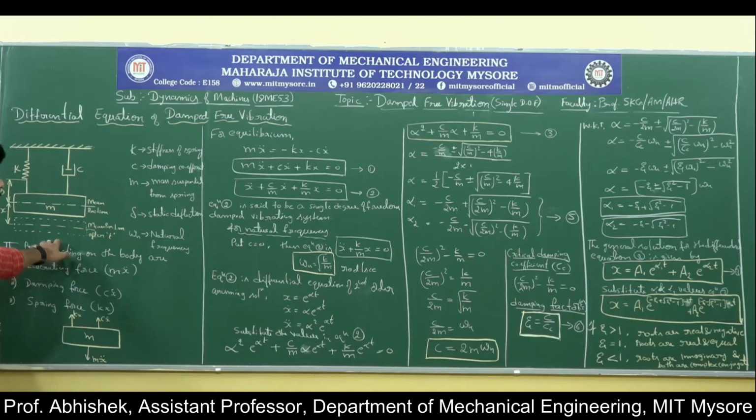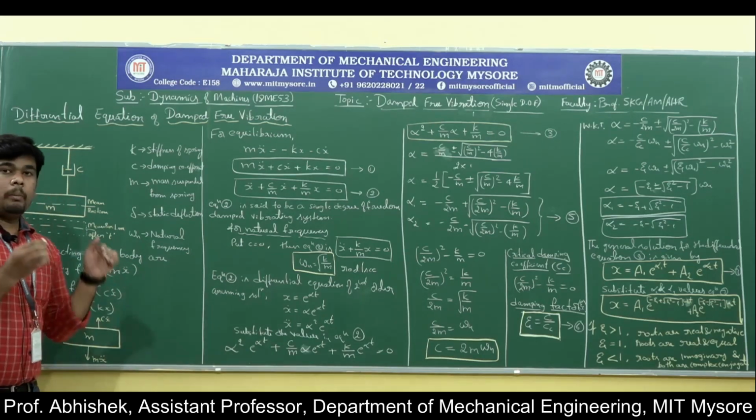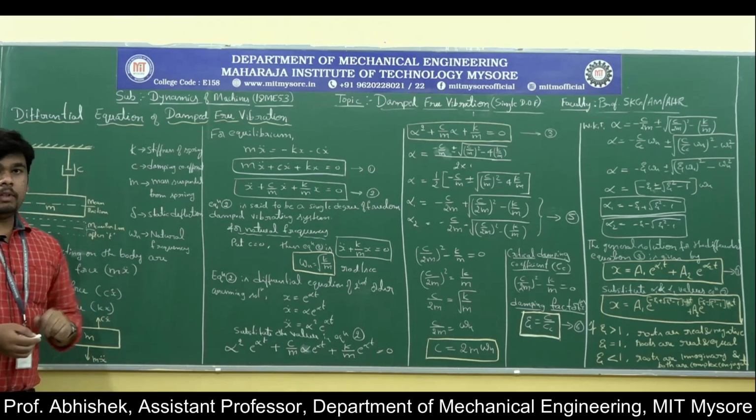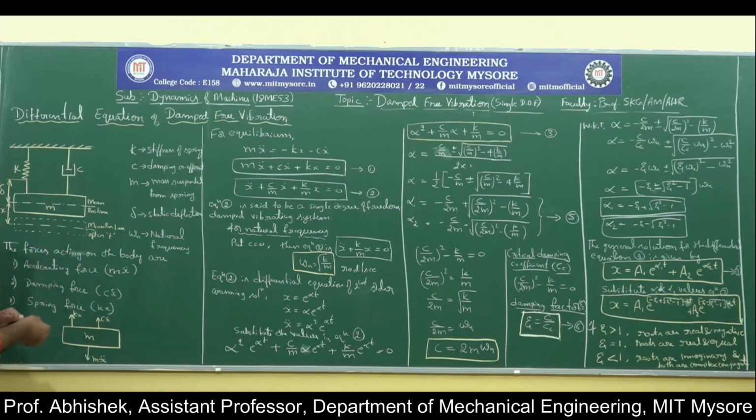As you all know, in the previous topic I considered the spring mass system. Now for the same spring mass system, I am going to consider the damper. Here this is a damper that is represented by C, and we have a spring, that is K, stiffness of the spring. Then we have a mass, a spring mass damper system. By considering the spring mass damper system, I am going to derive the differential equation of the damped free vibration.